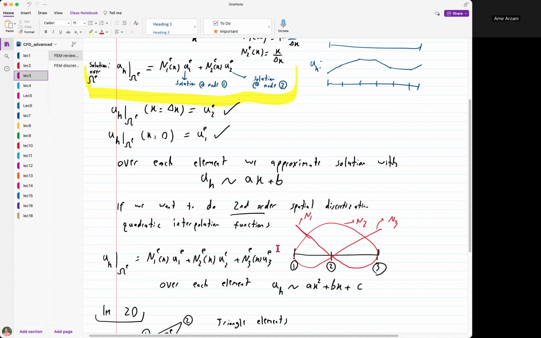With that property, we can write the total solution, the interpolated solution at any point inside the element, as this equation. Now, if you want to look at the big picture, again, all we're doing with quadratic shape functions is finding the best possible quadratic function that satisfies the governing equation. That's nothing but an ax squared plus bx plus c over each element.